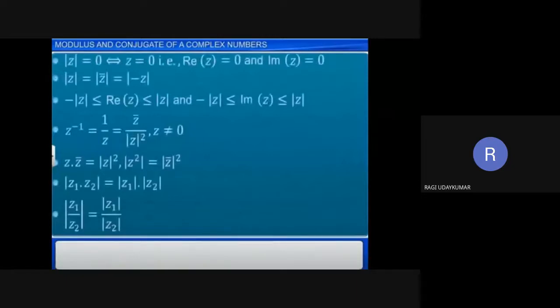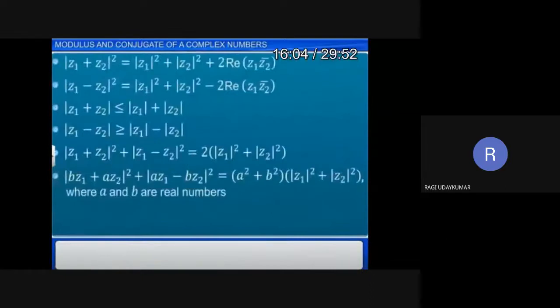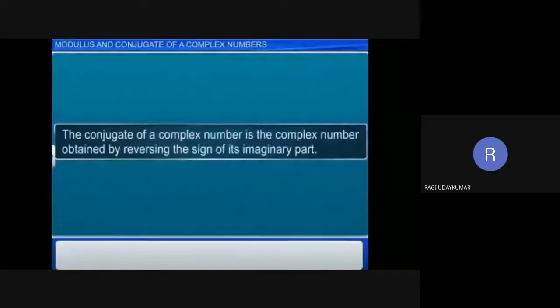Next, conjugate: what is meant by the conjugate of a complex number? These are also squares and inequalities. Just like the a plus b whole square formula and a minus b whole square formula, in the same way you are going to have these formulas. But whenever you consider the square, the modulus is to be taken into consideration. So the conjugate of a complex number is the complex number obtained by reversing the sign of the imaginary part.